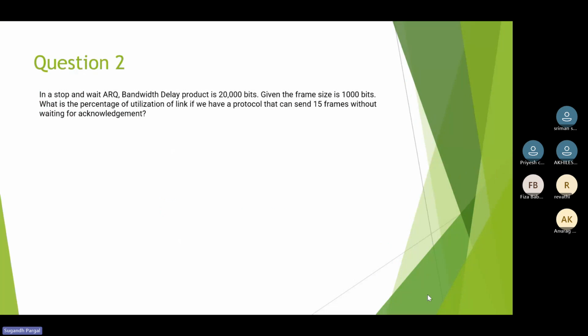In a stop and wait ARQ, we studied stop and wait last week. The bandwidth delay product is 20,000 bits. Given the frame size is 1,000 bits, what is the percentage of utilization of the link if we have a protocol that can send 15 frames without waiting for acknowledgement? You're given the bandwidth delay product and the frame size as well. What is the percentage of utilization of the link such that the protocol can send 15 frames without waiting for the acknowledgement?